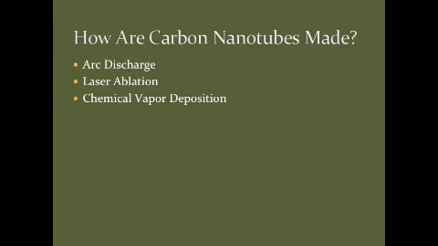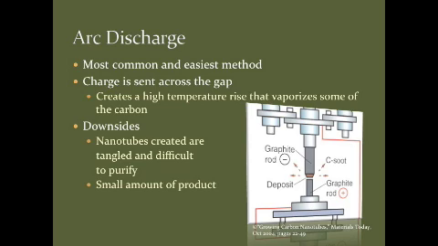Carbon nanotubes are made in one of three ways: arc discharge, laser ablation, or chemical vapor deposition. Arc discharge is probably the most common and easiest method used in creating carbon nanotubes. Within a high temperature container, two graphite rods, one negative and one positive, are set a small distance apart from each other. A charge is sent from the positive rod to the negative rod, vaporizing the graphite on the negative rod, which then immediately sublimes to create different types of carbon nanotubes.